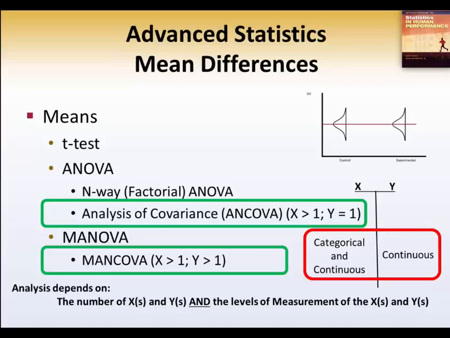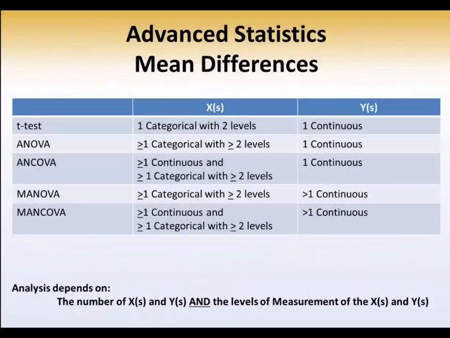Notice the only difference between ANCOVA and MANCOVA is both have more than one independent variable, but in analysis of covariance there's only one outcome variable, and in MANCOVA there's more than one. As we did in the correlational summary, this figure summarizes the particular test that you would use, whether it's t-test, ANOVA, ANCOVA, MANOVA, or MANCOVA, and the number and nature of the x's and y variables, x being the independent variable or predictor variables, and y being the outcome or dependent variables.